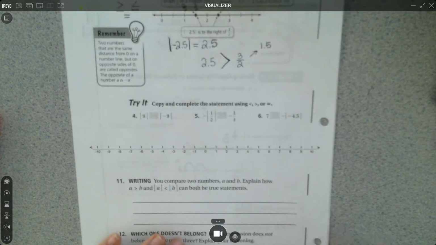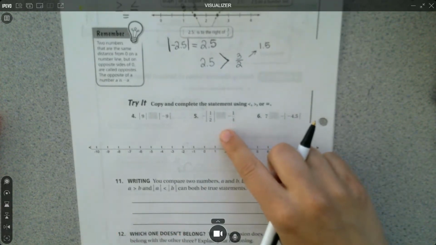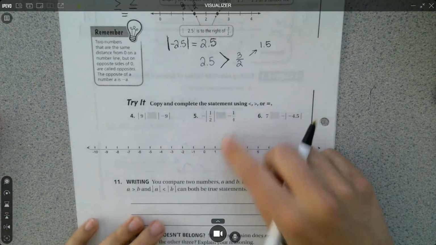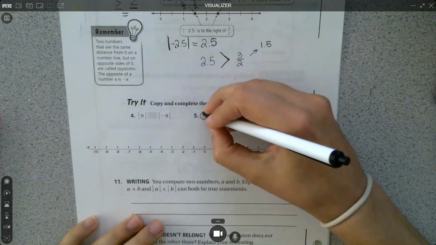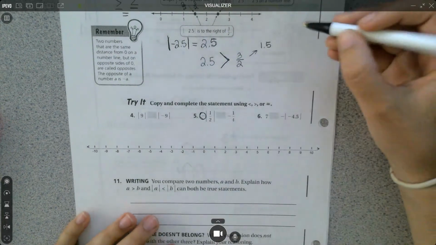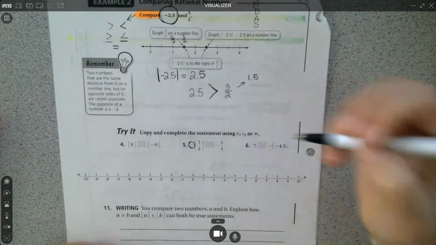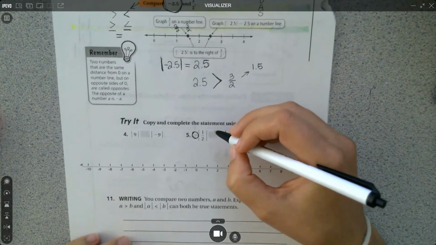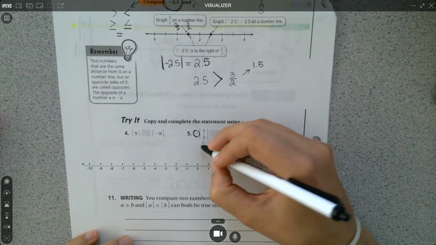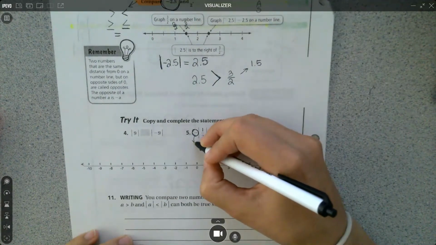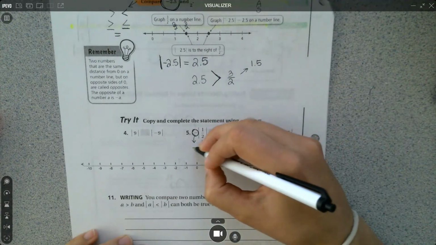Down here on number 5, we're going to focus on that one together because that one looks a little bit different. If you notice, we have a negative outside the absolute value bars. Just like I said, grouping symbols come first. So we are going to look at that, and I want to take the absolute value first. The absolute value of 1/2 is 1/2. And then I can bring down my negative.